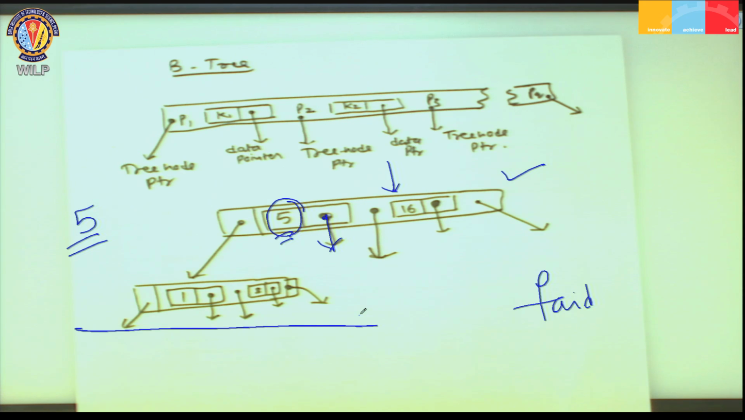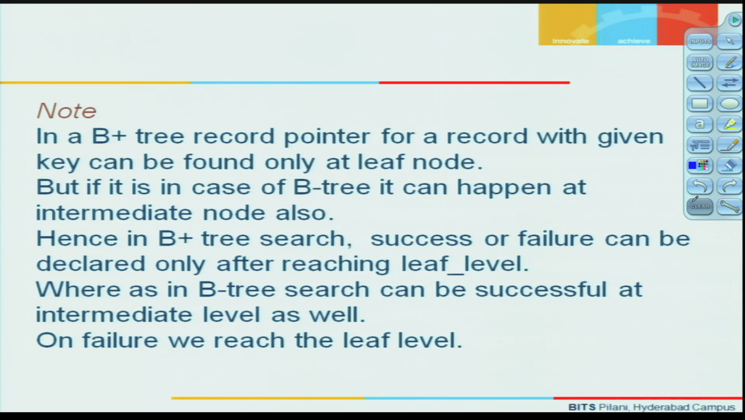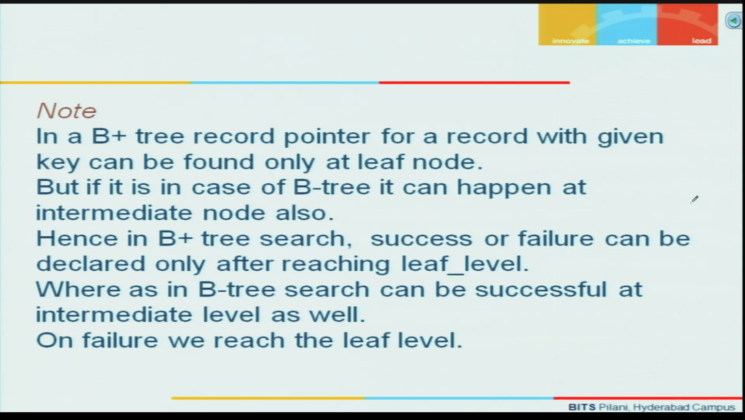Now let us focus more on B plus trees because they are the most popular data structures used for implementing multi-level indexing. In a B plus tree, the record pointer for a record with a given key can be found only at the leaf level. That is very important. But in case of a B tree, it can happen at an intermediate node also. Hence in a B plus tree search, success or failure can be declared only after reaching the leaf level, whereas in a B tree search can be successful at the intermediate node level itself. On failure we reach the leaf level in both cases, whether it is a B plus tree or a B tree. If it is a failure case, we must have reached the leaf level.